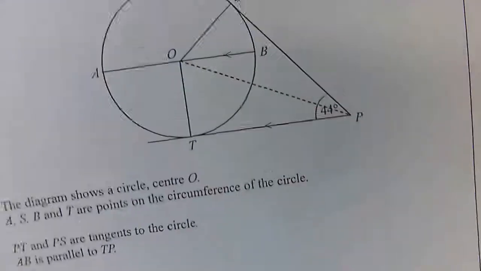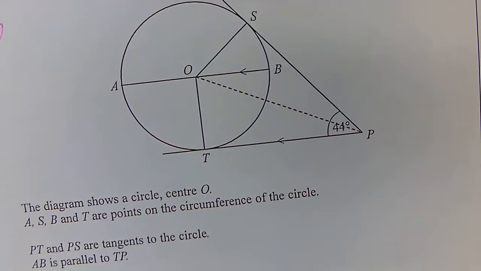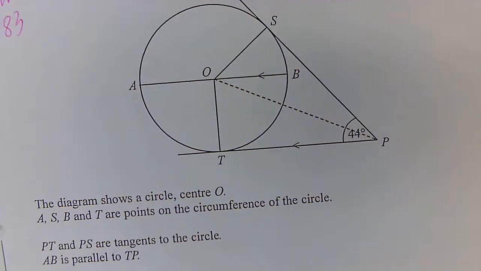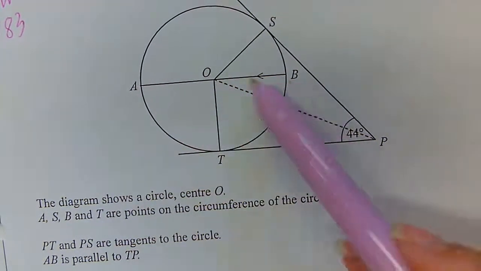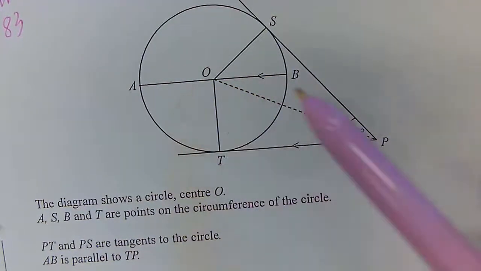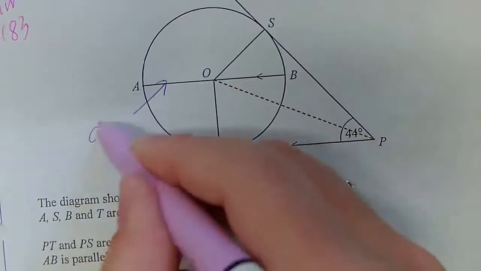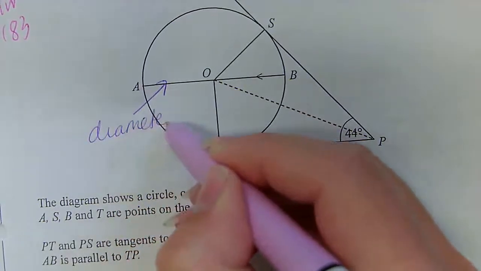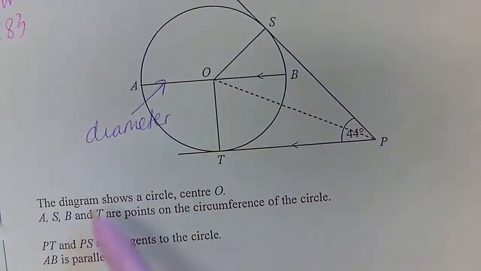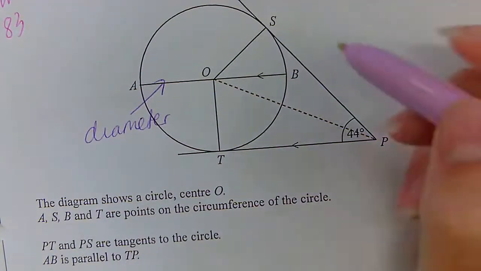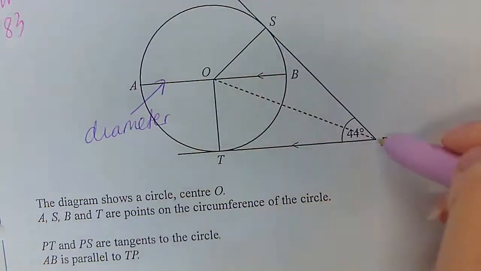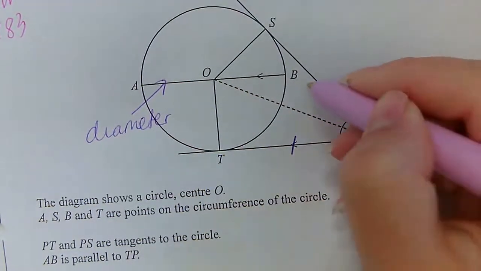Okay, next we now have our customary circle theorem question. So the diagram shows a circle, centre O, fine. So this line goes to the centre, so straight away I'm thinking, actually that's your diameter, isn't it? A, S, B, and T are all points on the circumference, fine. PT and PS are tangents, so I'm thinking 2 tangents from a point are equal.